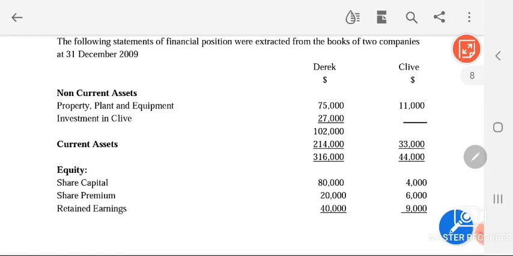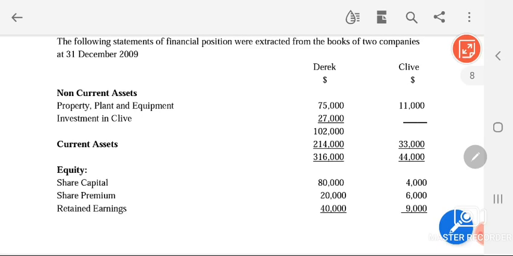So like we said, like items, you've seen property, plant and equipment. On Derek there's something, on Clive there's something, there's 75 and there's 11, so just add the 2, giving you 86. That's what you're going to record, just one figure. Don't show the addition of 75 plus 11, just show the actual figure. Investment in Clive, the one I was talking about, they'll even say investment in the subsidiary's name, so you can know that this is the purchase consideration like we've been talking about in the video. That's how it's usually stated. The current assets is just a block figure, 214 and 33. You just add the 2.